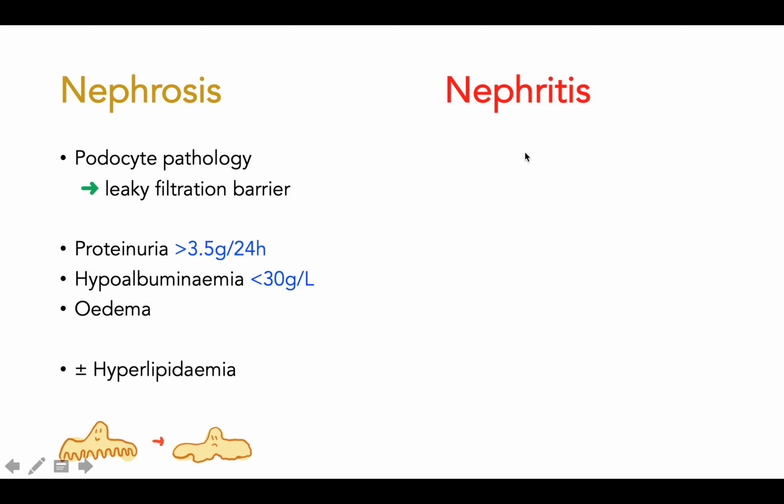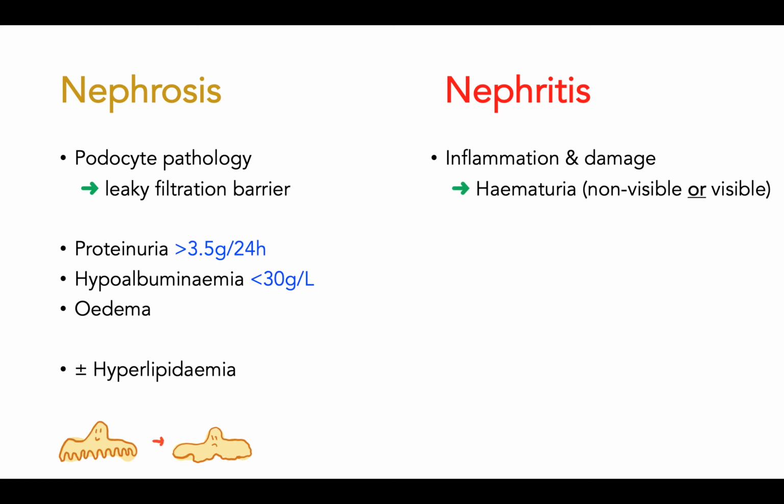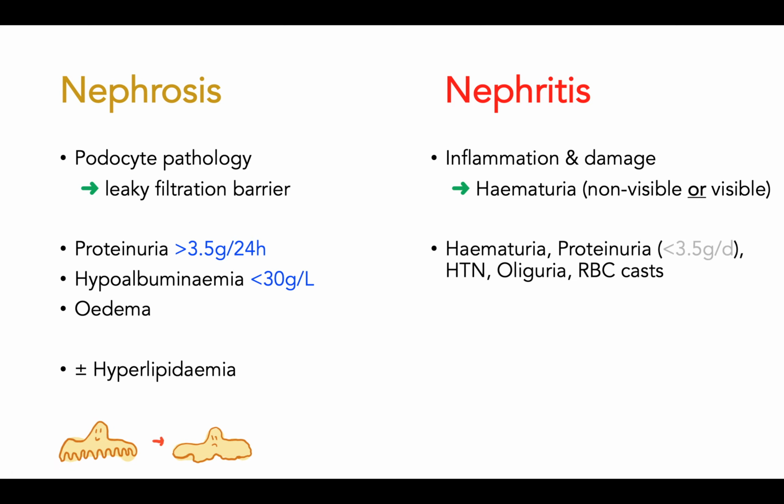Nephritis, by contrast, as the name suggests, is inflammation, itis, and damage, and this is manifested in blood in the urine, which can be non-visible, you only pick it up on a urine dip, or visible. Previously this was called microscopic or macroscopic, but those terms are going out of fashion now. And there is a sort of loose cluster, a pentad, if you like, of nephritic syndrome, which I've got here, but important to say to you that this is not as clearly defined as the triad for nephrotic syndrome.